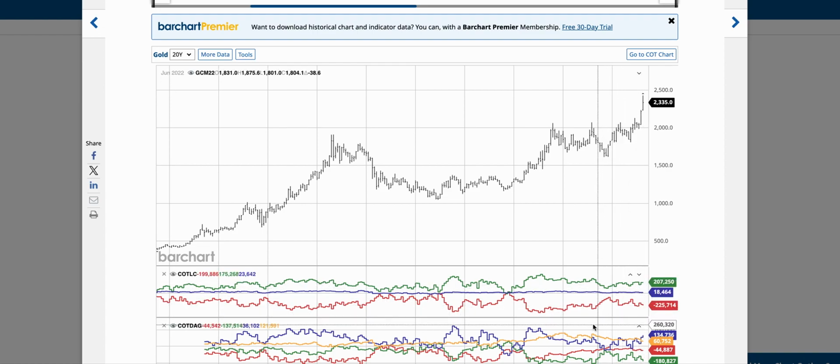We haven't seen the kind of levels that we saw in the past around January of 2020, where the commercials were extremely short and the speculators were extremely long. We haven't seen that situation just yet. So the chances are that gold might actually keep on going higher. This is not a timing indicator at all. It's more of a condition that helps you understand how the bigger players in the marketplace might be positioned in the futures market.